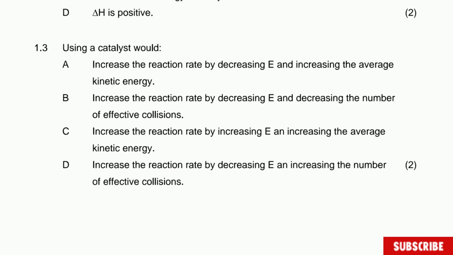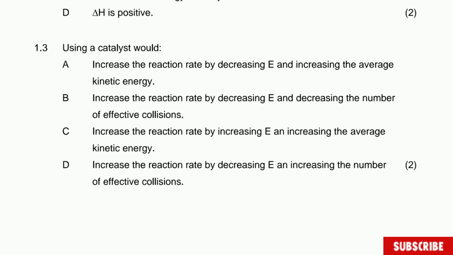Using a catalyst would increase the rate of the reaction by decreasing the energy and increasing the average kinetic energy. Not correct. The catalyst doesn't increase the average kinetic energy. Using a catalyst increases the reaction rate by decreasing the energy and decreasing the number of effective collisions is wrong. The number of effective collisions does not decrease. Increase the reaction rate by increasing energy and increasing the average kinetic energy, it is wrong. It does not increase the energy, it lowers the activation energy.